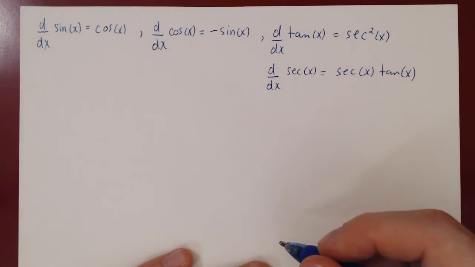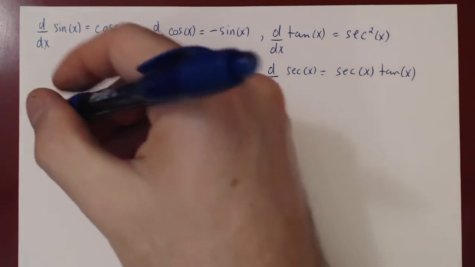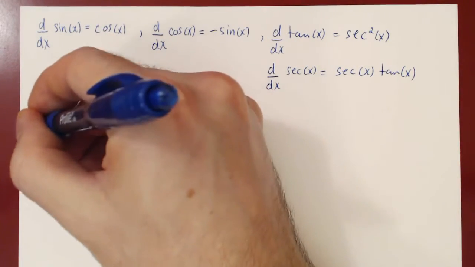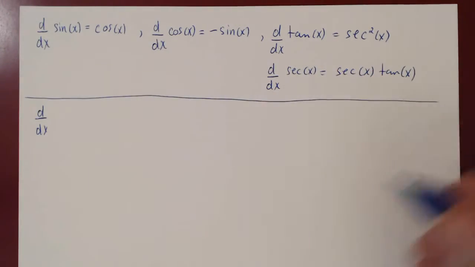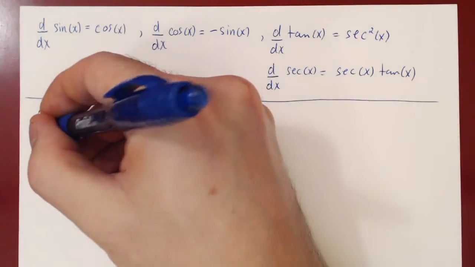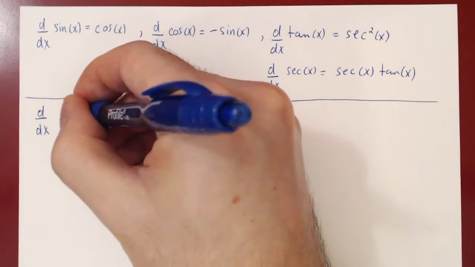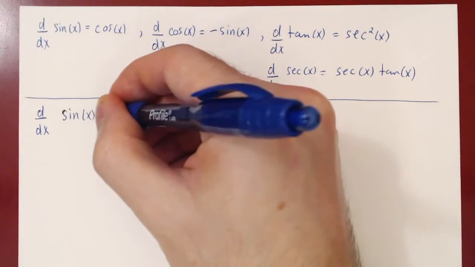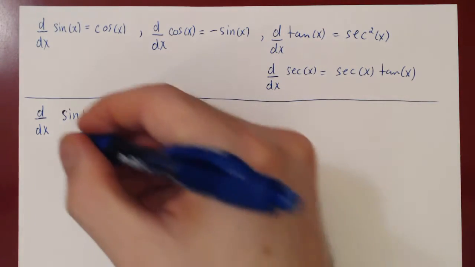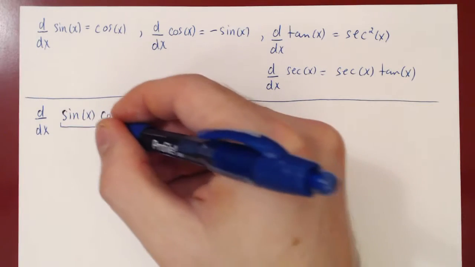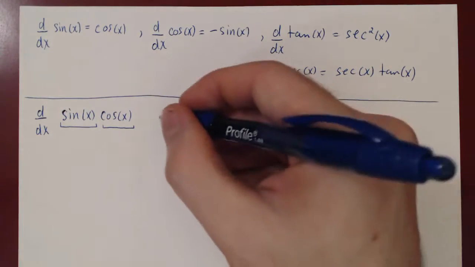Let's do an example first with, say, the product rule. What if we asked for the derivative now? So we'll leave this up here. Of, say, sine of x times cos of x. We have a product, so we use the product rule. So the first function is sine of x times the second function cos of x.